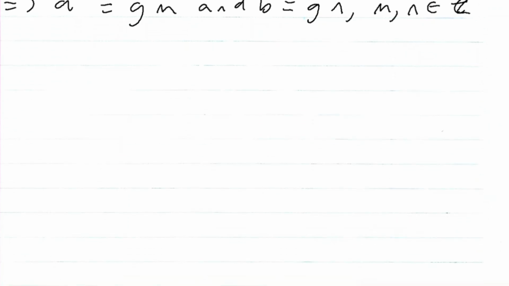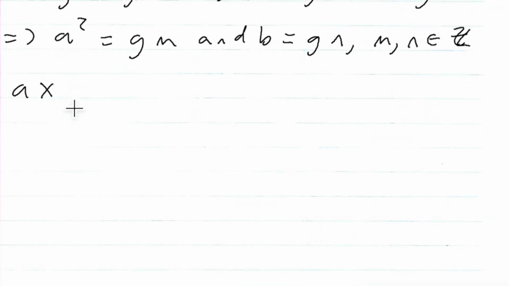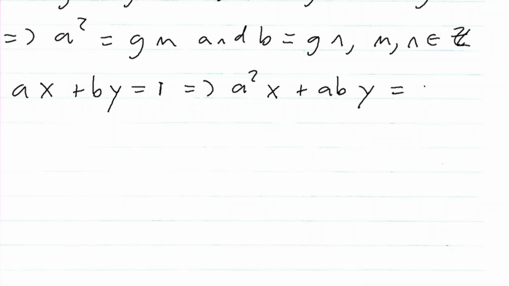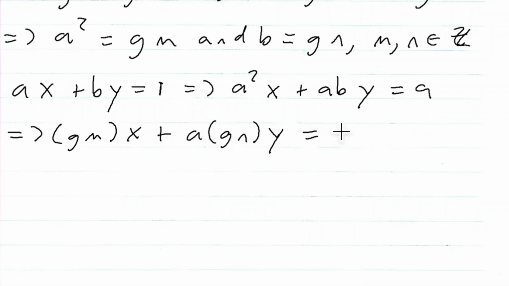So I'm going to go back to my equation. I know that AX plus BY is equal to 1. So to get that A squared, I'm going to multiply this entire equation by A. So this means that A squared X plus ABY is equal to A. So now I can do GMX plus A times GNY is equal to A.